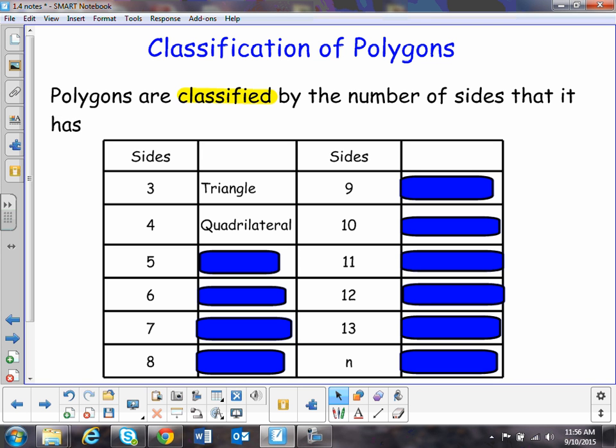I heard rectangle. What else? Square. Rhombus. Trapezoid. Starts with a K. What? Right?